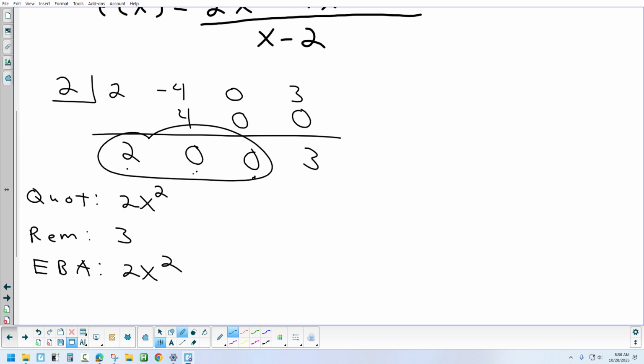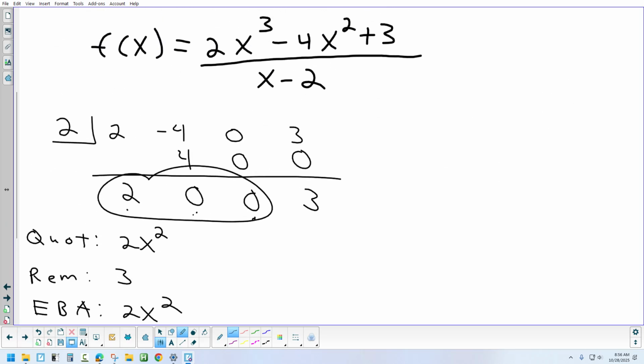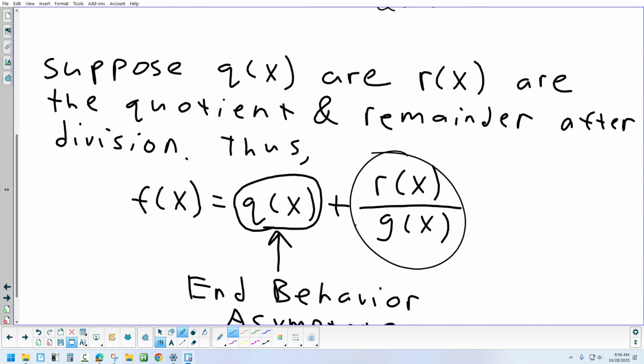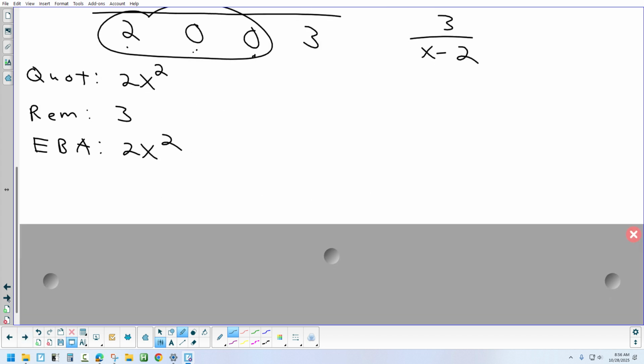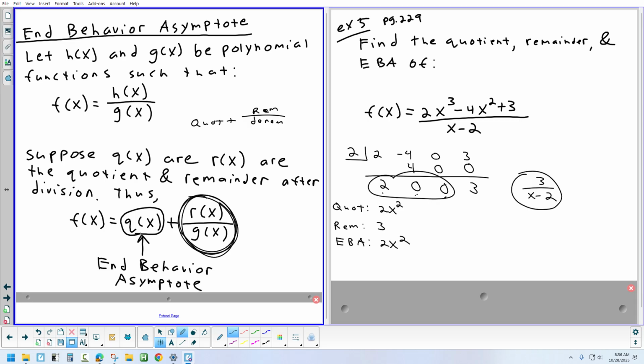Now, the reason we don't care about the remainder part, like think about this part right here. Remainder divided by g of x. Okay, let's write that down for our problem. The remainder is 3. And g of x is the original denominator, x minus 2. So 3 over x minus 2 is this part right here. How come as x gets bigger and bigger and bigger, how come I don't really care about this part? 3 over x minus 2. Why do I only care about this part?